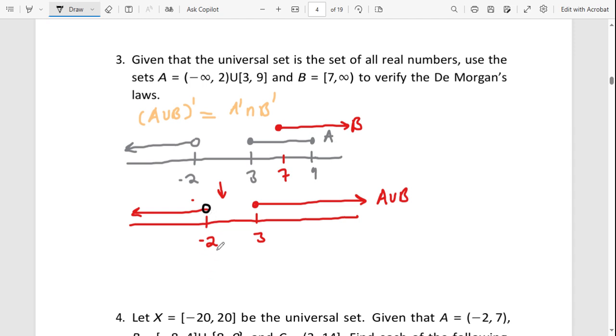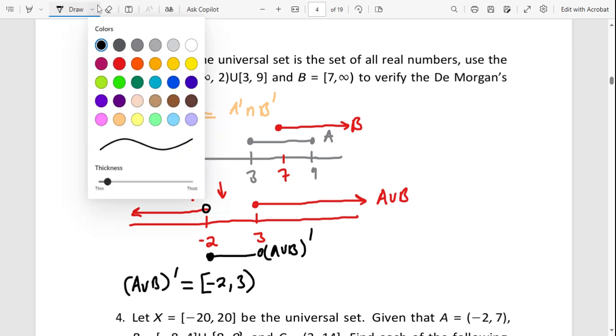Since negative 2 I didn't shade, for the complement I'm going to shade there. Since at 3 I shaded, for the complement I'll not shade. And then I'll connect them. This is the A union B complement. So therefore, A union B complement is just from negative 2 to 3. Negative 2 included, 3 not included.